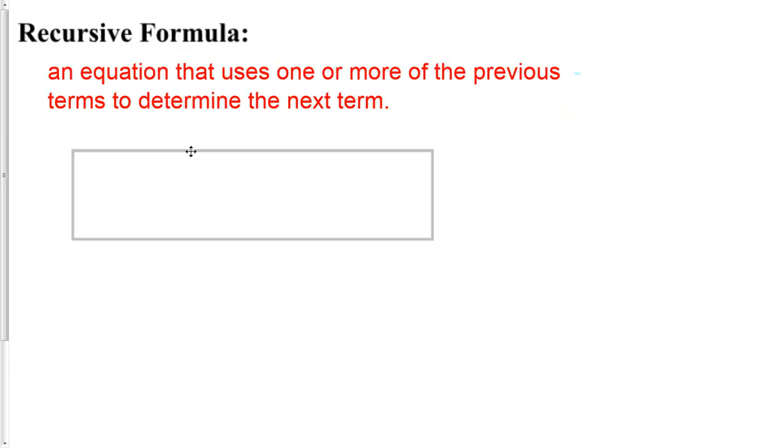Moving on. Recursive formula. Re usually means to do again. So in recursive formulas, yep, this is recursive. Literally, this is an equation that uses one or more of the previous terms to determine the next term. And it can be a little bit of a pain. If they wanted to find the 23rd term, you'd have to go for a long time.